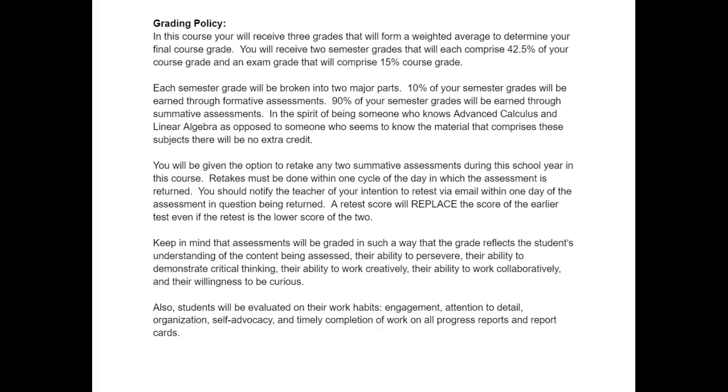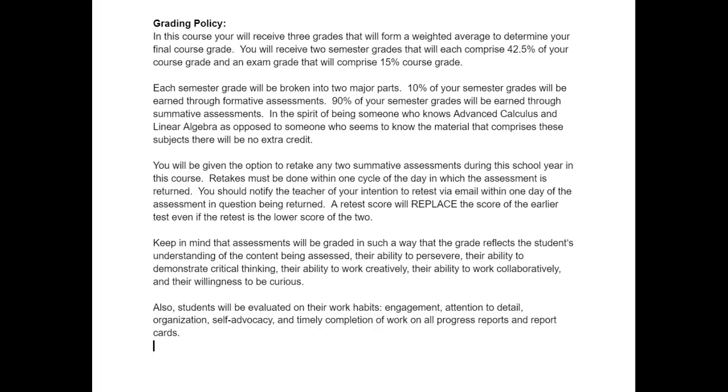The semester grades get two parts. 90% of your semester grade comes from the summative assessments. 10% of your semester grade comes from formative assessments, quizzes, the like. You do get a retake option in this course.